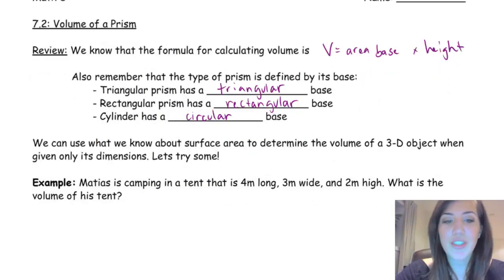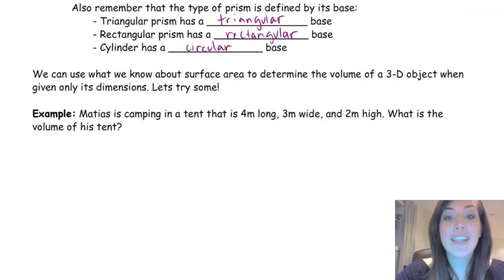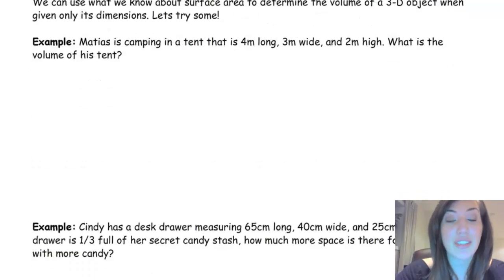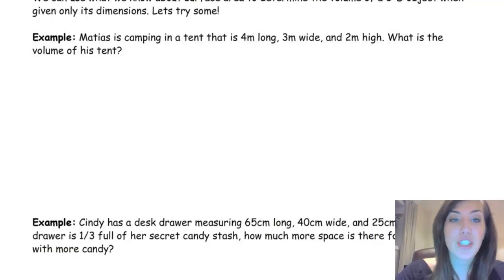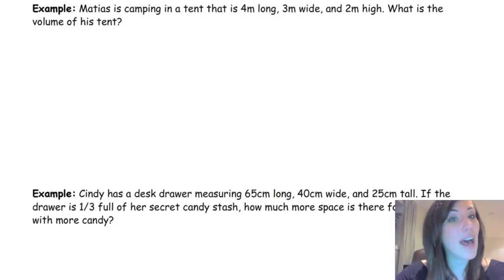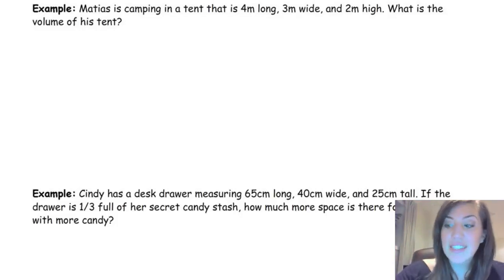All right, we can use what we know about surface area to determine the volume of a 3D object when we're only given the dimensions. So if you're only given the information about the length times width times height, we can still figure out what the volume is. Here's our first example. Matthias is camping in a tent that is 4 meters long, 3 meters wide, and 2 meters high. What's the volume of his tent?